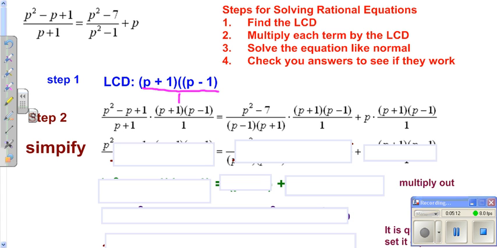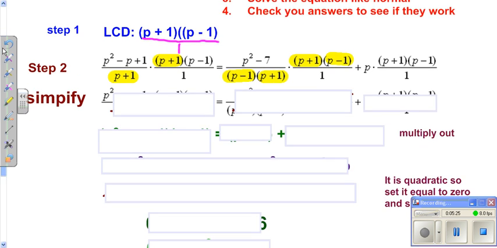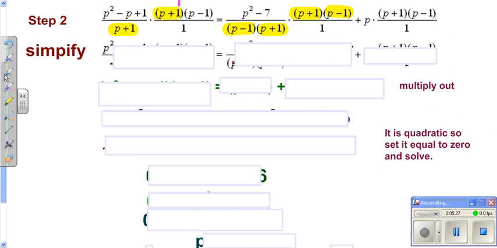Then once again, things should drop out. Your denominator here drops out. Here, this drops out with that. And your p plus 1's also drop. If you're doing this correctly, you should always get your denominators to drop out. So then we can work with what's left.